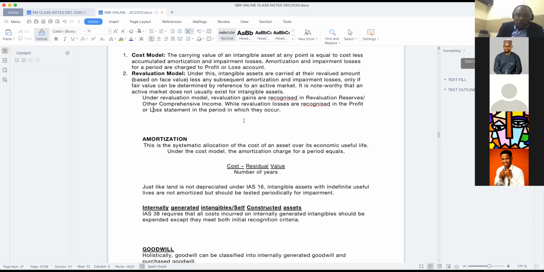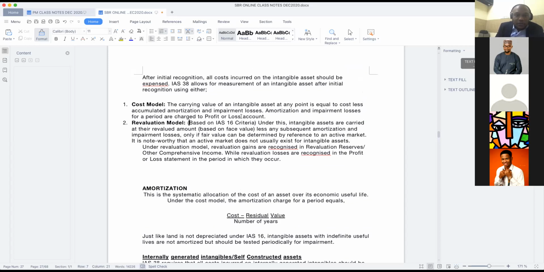So let me just put it at the beginning here, based on IAS 16 criteria, so that it helps us to know that we're doing the same thing. I'm looking for the way that I can do this properly. All right, so I think I've solved that problem. So we just put the based on, or maybe it would have been better there, so it's fine.